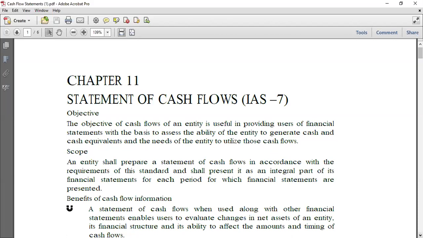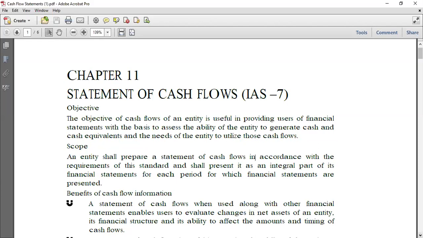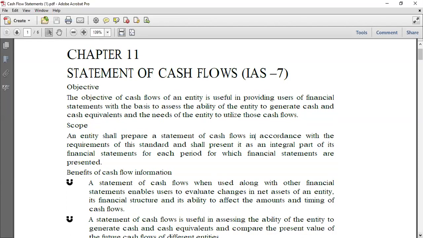Now, the statement of cash flows gives us information about how the company has generated cash during the period and how it has been able to utilize that cash, in terms of cash inflows and cash outflows. So that is what the statement of cash flows basically helps us with. With that in mind, it's very good that we also understand some of the basic benefits.